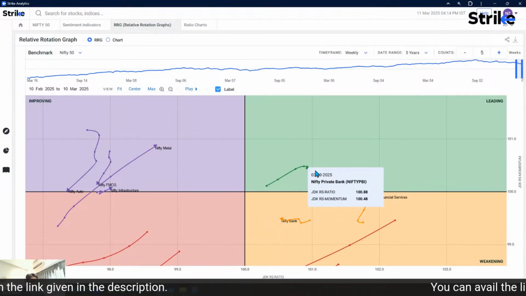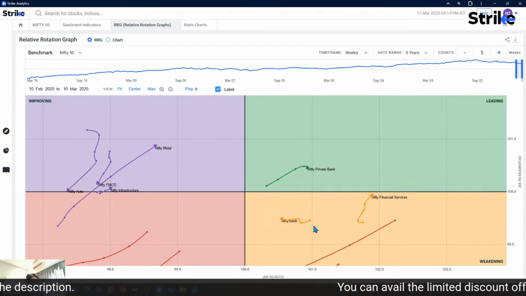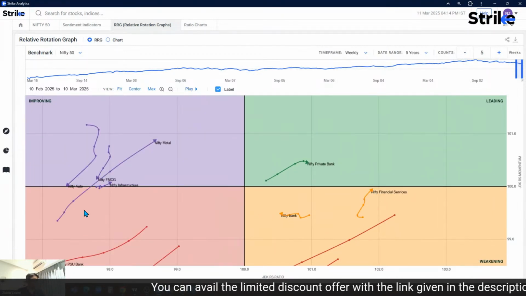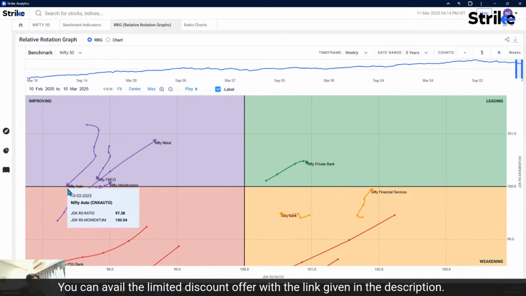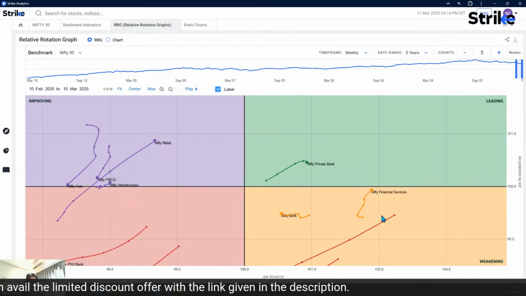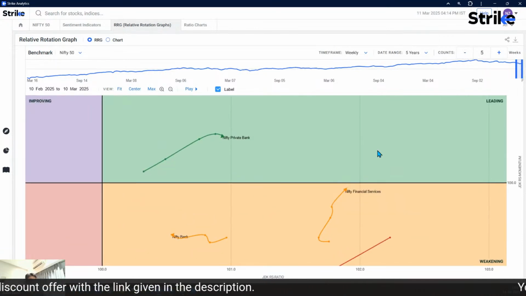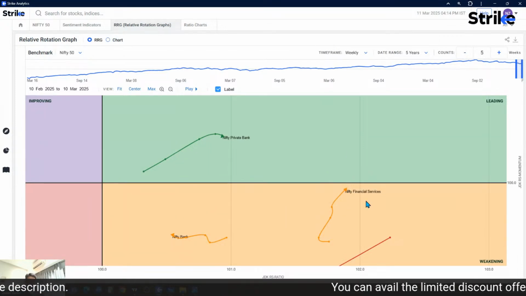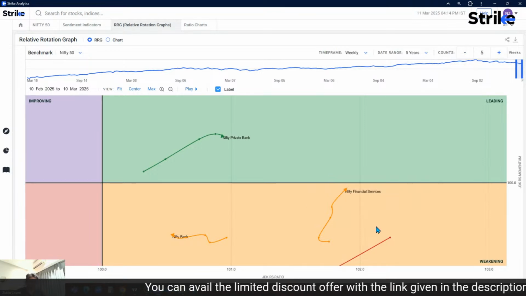Okay. So better watch out for bank. Nifty bank is in the weakening quadrant. Look at this, the best case scenario over here. We saw Nifty auto. Worst case scenario, Nifty financial services from the weakening towards the leading quadrant. All right, and it may just cross the border. So this is the best case scenario that I would be looking for.